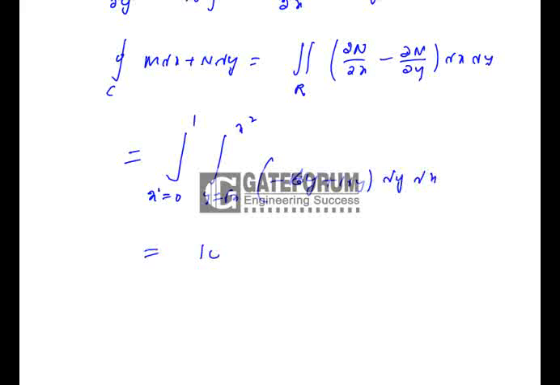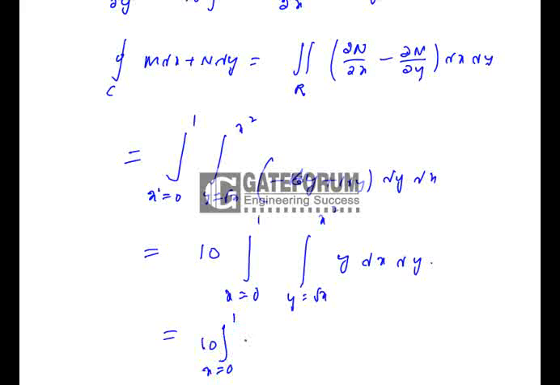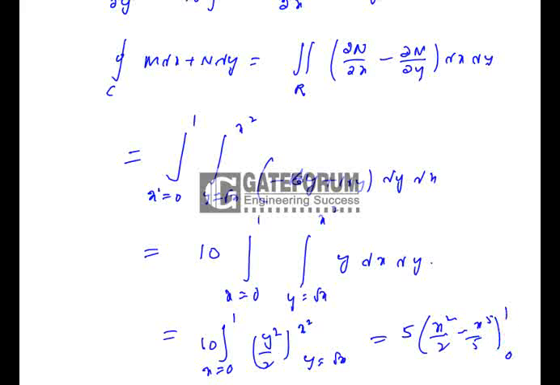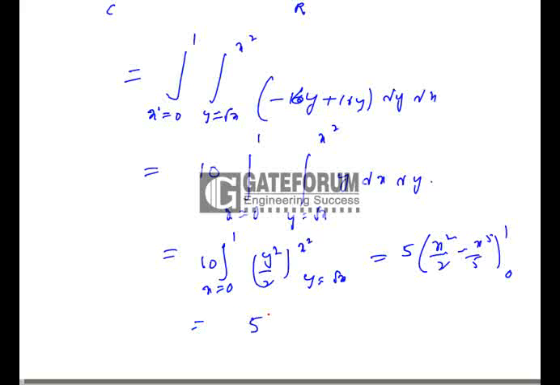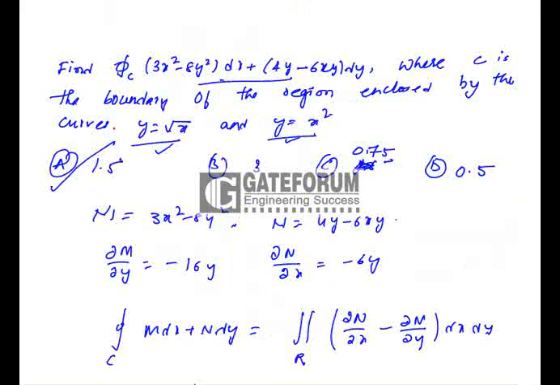This can be written as 10 times the integral x equals 0 to 1 and y equals root x to x square, y dx dy, and if we integrate it will be x equals 0 to 1, 10 is out, y square by 2 with y from root x to x square. This can be written as 5 times (x square by 2 minus x power 5 by 5) after integrating twice over the limit 0 and 1, which equals 5 times (half minus 1 by 5). If you simplify, it is 3 by 2. But his answer is C, A.